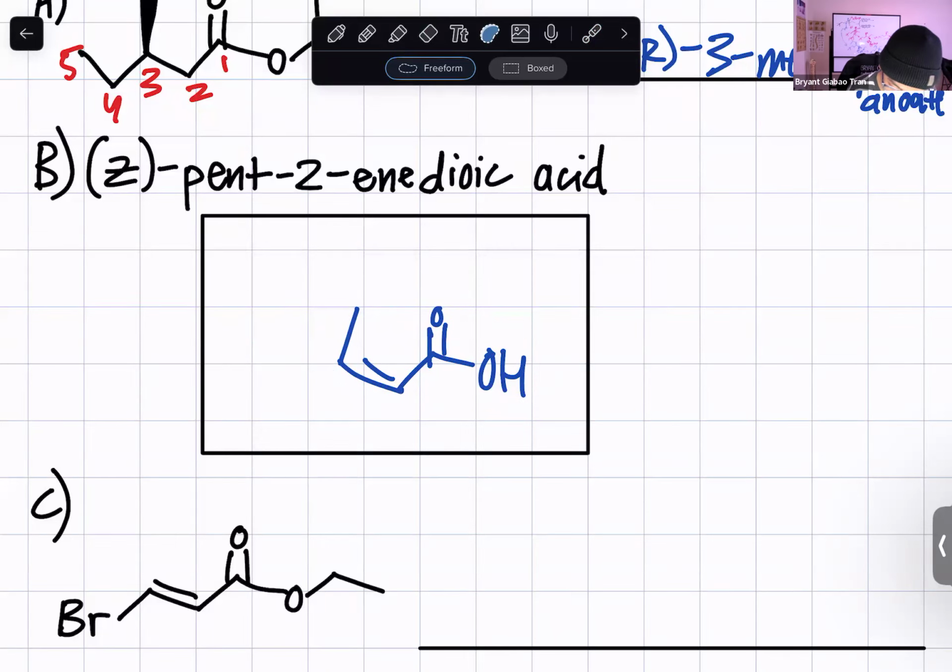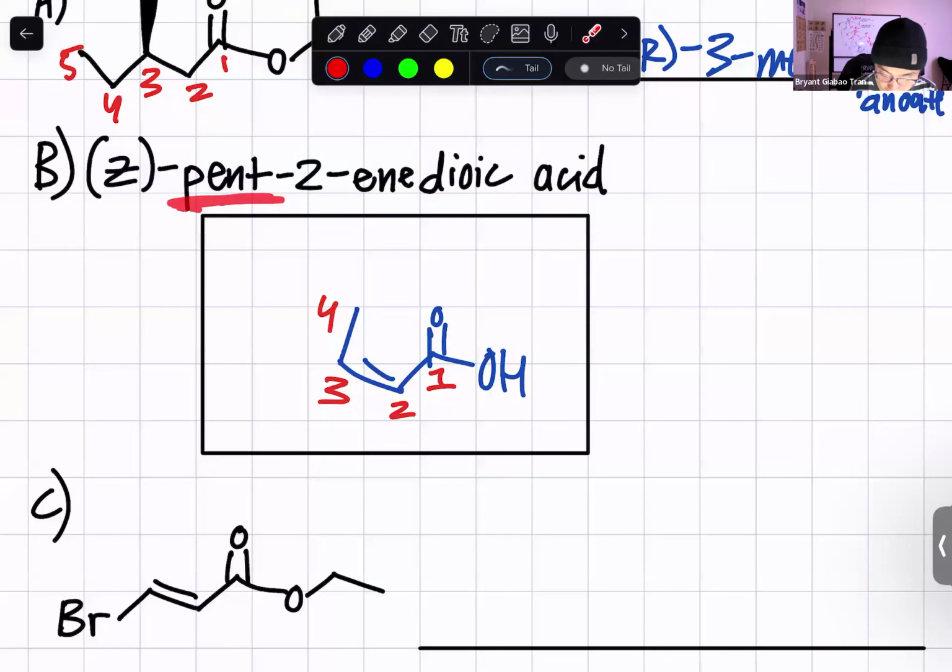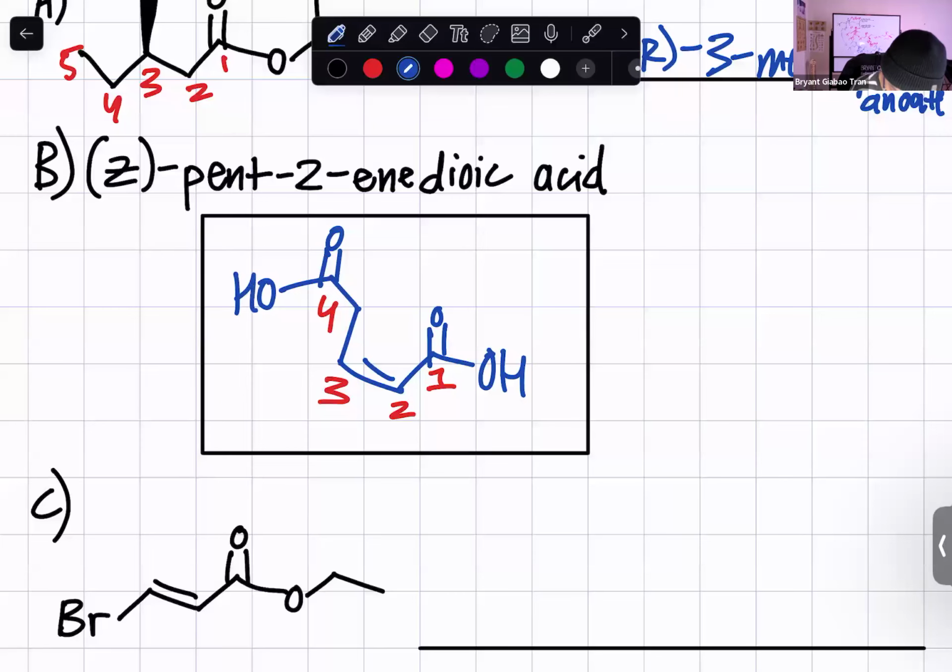So this one right here, it is a carboxylic acid where our number one atom is the carbonyl carbon. And then if we find the chain, the alkene starts at carbon 2, which is good. And this alkene is a Z alkene, but our longest chain has to be 5 carbons long because of the pent here. And we have dioic acid, meaning that we have 2 carboxylic acids, right? One carboxylic acid at one terminal end of the molecule, and the other carboxylic acid at the other terminal end of the molecule. So it's going to look like this right here, right?